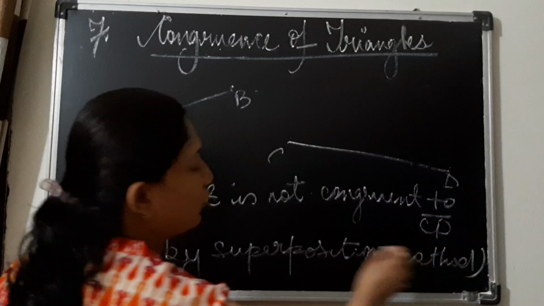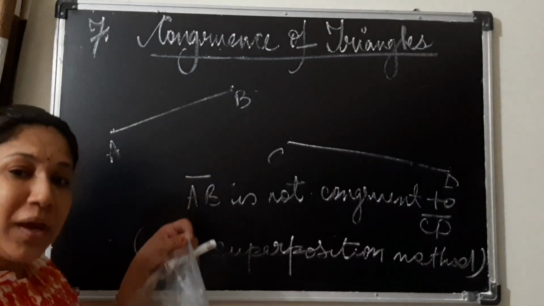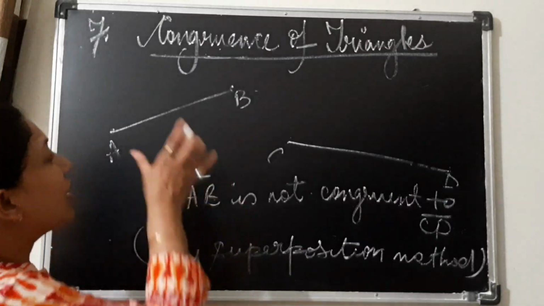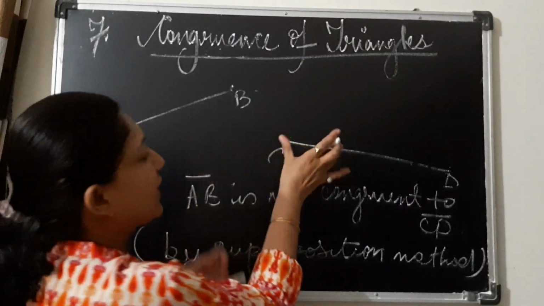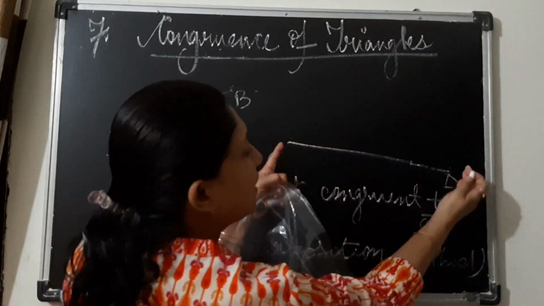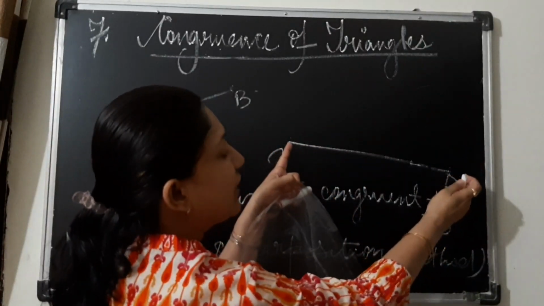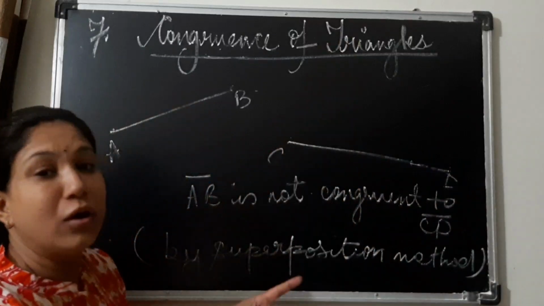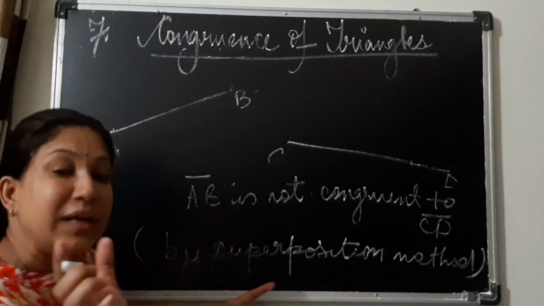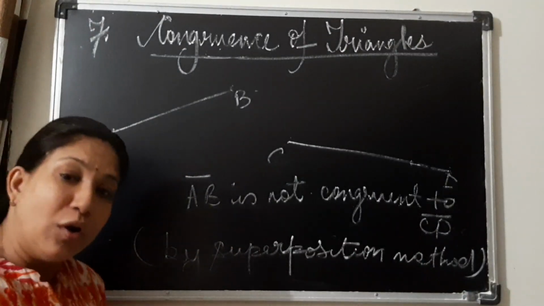You can do it in two ways, by taking a trace copy, or one more thing is there. Instead of taking a trace copy, you can even cut out the figure and place that figure. After cutting, you place it and keep it. And you see if both exactly fall on each other, none of the part is visible or is less or more. In that case, you can say they are congruent to each other.